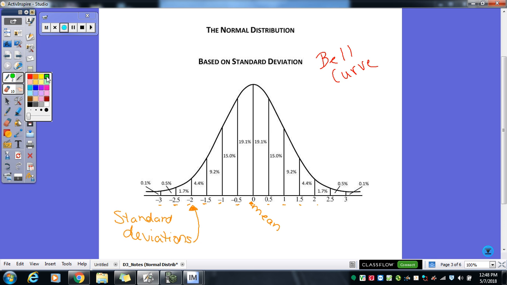So these percentages inside of your normal curve represent what percentage of your data should fall in that range. Between your mean and half of a standard deviation, 19.1% of your data would fall in there if it has a normal distribution. Between half a standard deviation and 1 whole standard deviation, 15% of your data will fall just between those two. So if you're trying to find between 0 and 1 whole standard deviation, you would add these two together. That would be 34.1% for 1 standard deviation above the mean. That's how much of your data falls there.